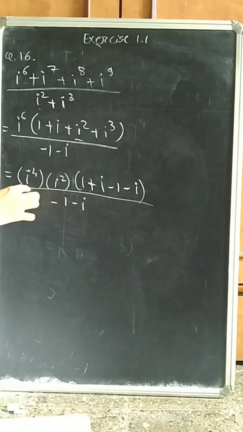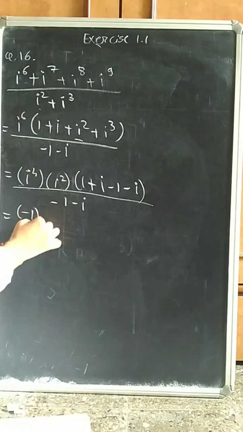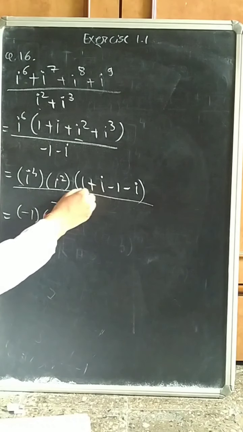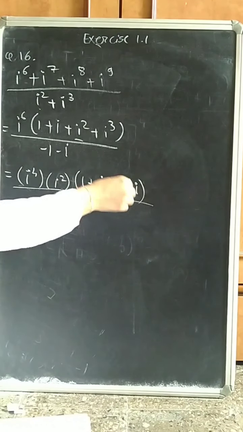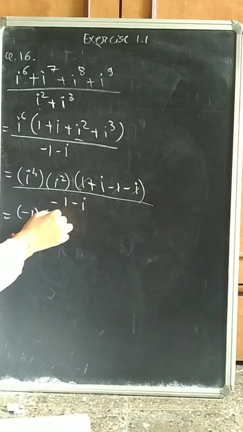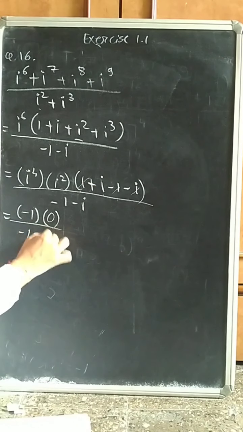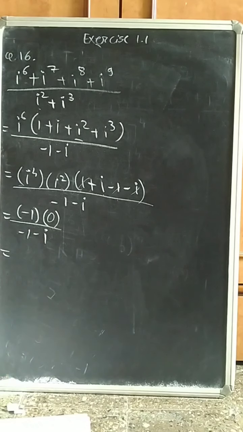Now i raised to 4 is 1 and i square is minus 1. आणि इथे 1 plus i minus 1 minus i सगळे कट होत आहे. सो दिस इज 0 आणि खाली minus 1 minus i. आता कुठल्याही नंबरला जर 0 ने मल्टिप्लाय केलं तर उत्तर 0 येतो. सो आन्सर इज 0. क्वेश्चन नंबर 16 चा आन्सर आहे 0.